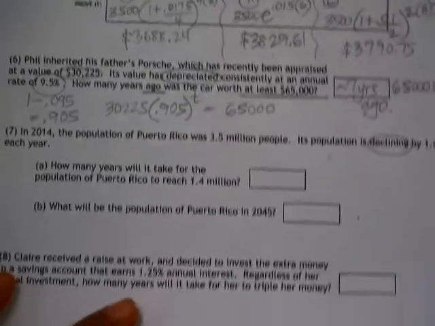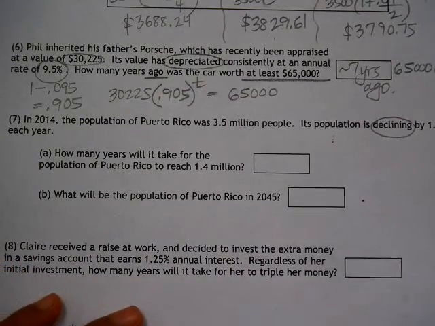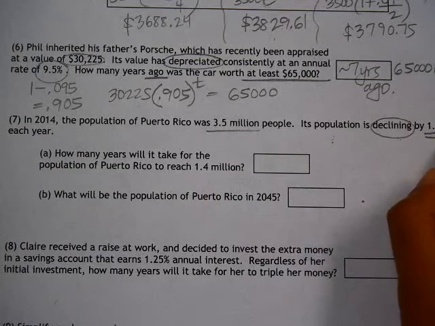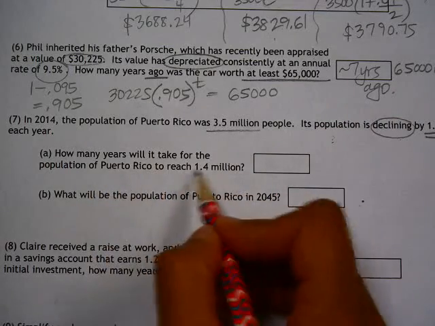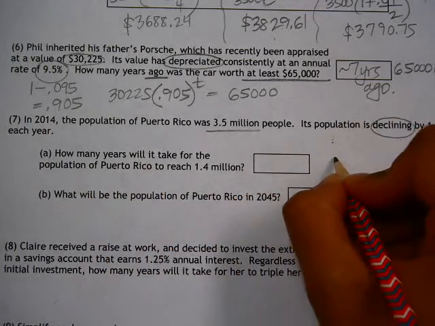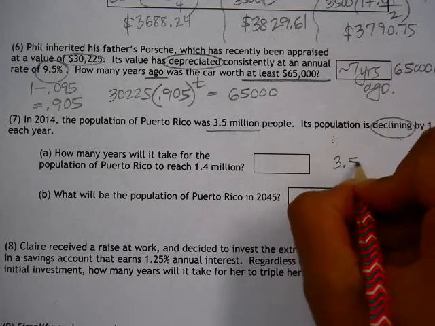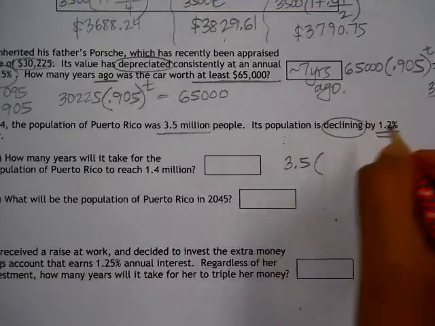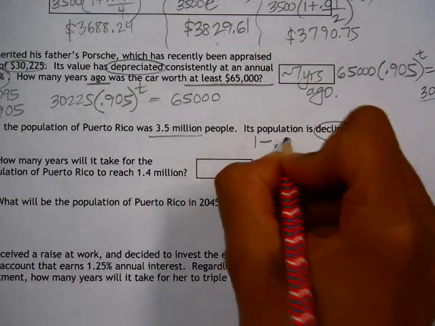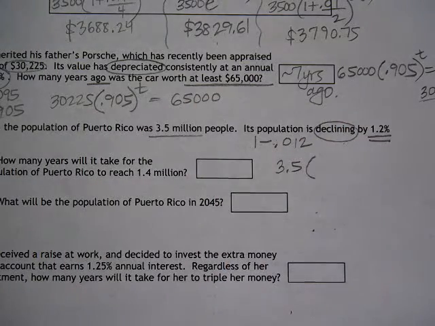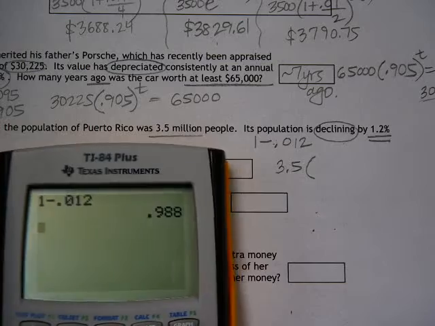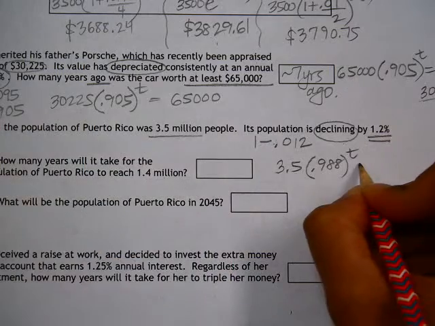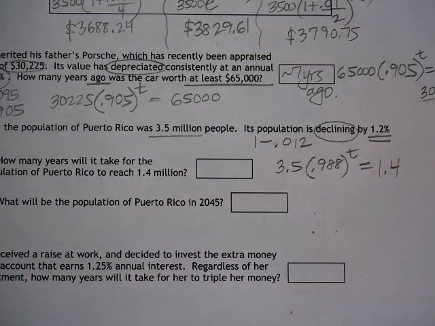Alright, in number 7, in 2014, the population of Puerto Rico was 3.5 million. Its population is declining by 1.2% each year. How many years will it take for the population to reach 1.4 million? So 3.5 million, so I'll just say 3.5, and since the population is declining by 1.2%, the multiplier would be 1 minus 0.012, which is 0.988. Okay, how many years? We don't know, and when will it reach 1.4?